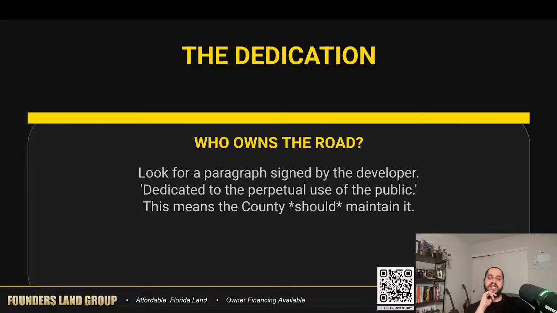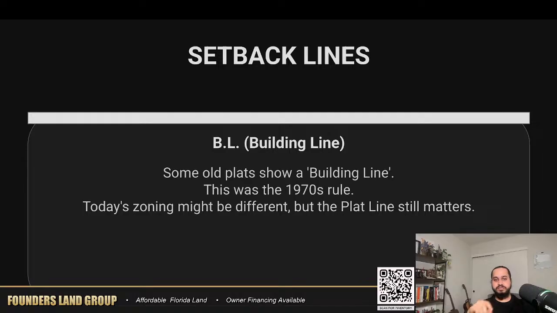Look for a paragraph signed by the developer, if you're buying from a developer, dedicated to the perpetual use of the public. This means the county should maintain it. Most of these roads, it just comes down to who owns the road and whose responsibility it is to maintain it. Many times, if you see this paragraph signed by the developer dedicated to the perpetual use of the public, this means it's county owned. If that's not mentioned, and you're buying from a developer, you need to do more due diligence to understand what kind of property it is and what they're referring to.